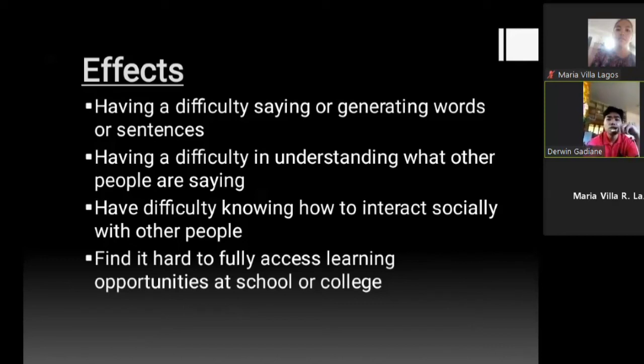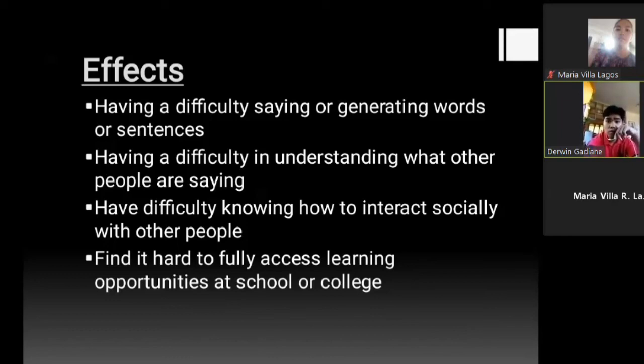Having difficulty in understanding what other people are saying. Sometimes they suffer this disorder because they are afraid of human contact, which bothers them a lot. It also happens when a person lacks understanding because of deficiency, which gives them a difficulty in listening or understanding.